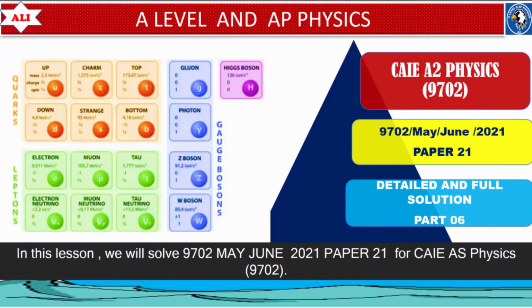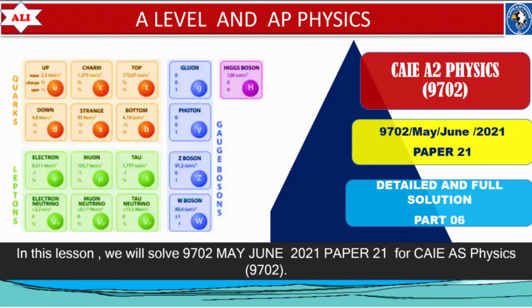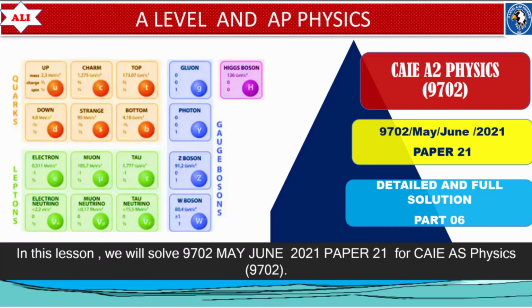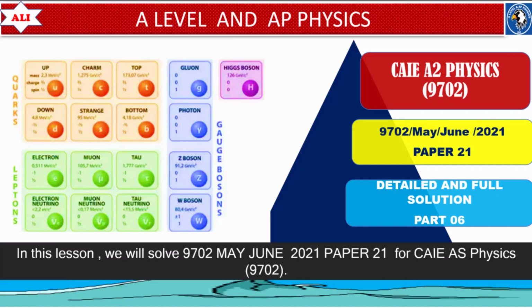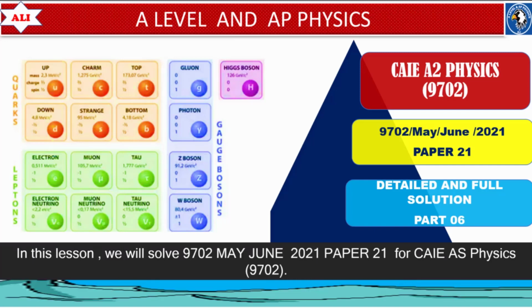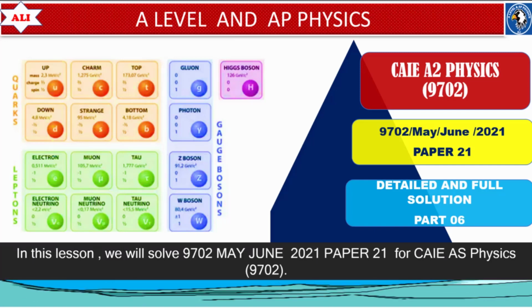Welcome to A-Level and AP Physics. In today's lesson, we will discuss a typical type of question on the standard model from May June 2021 paper 2-1. I say this is a typical type of question because these types of questions are very common in past papers, and have been asked many times in the past.